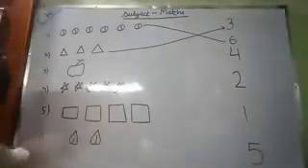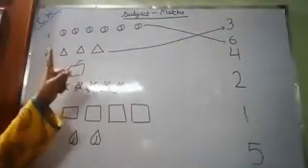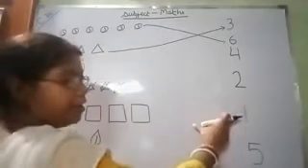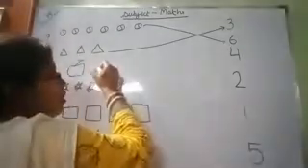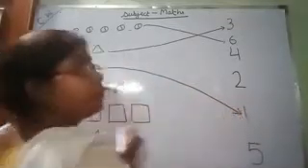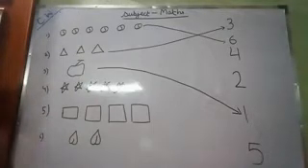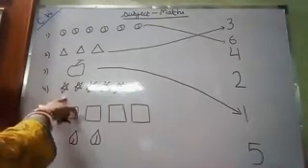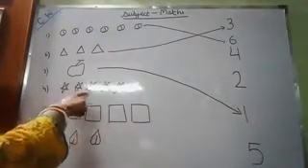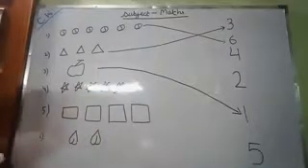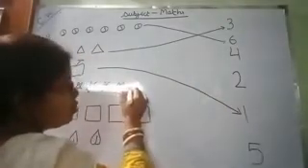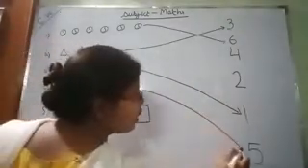Okay. After that, see only 1. How many apples? Only one apple is there. So where is one? Here is one. You have to just from here draw one line up to 1. Okay. Then see, this is star. You have to count the stars. 1, 2, 3, 4, 5. How many are there? 5 is there. Where is 5 written? Here is 5. So you have to just draw one line up to 5.